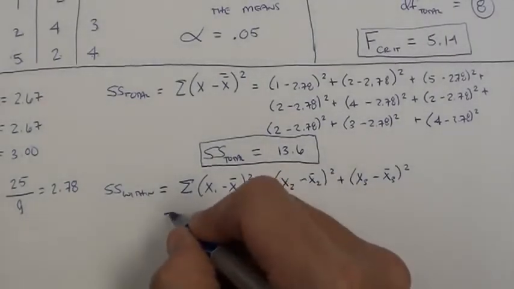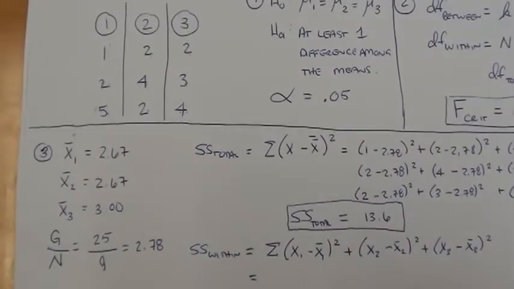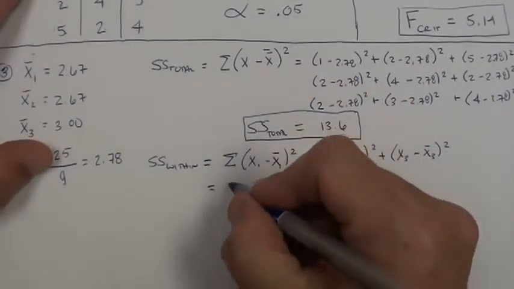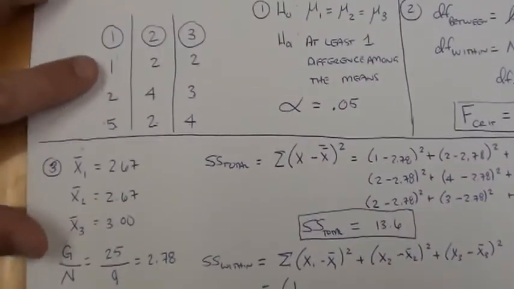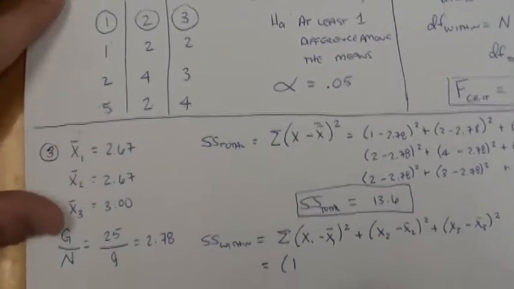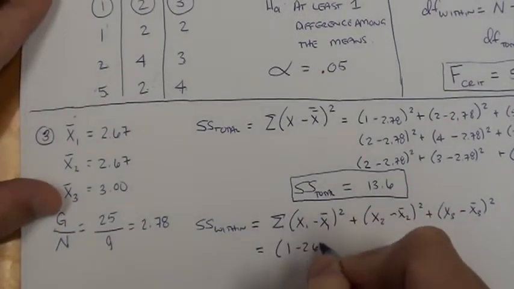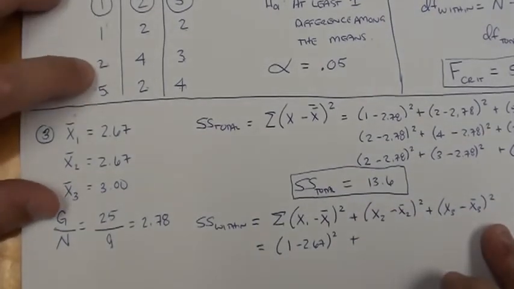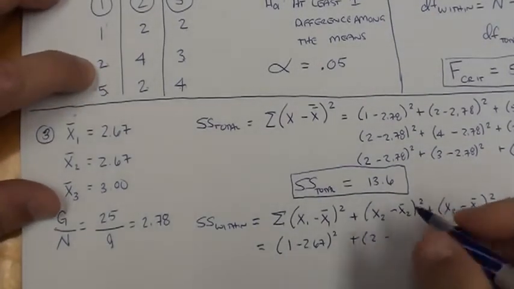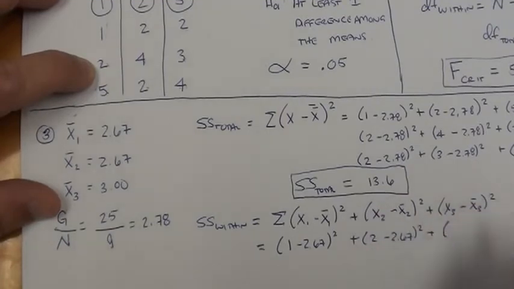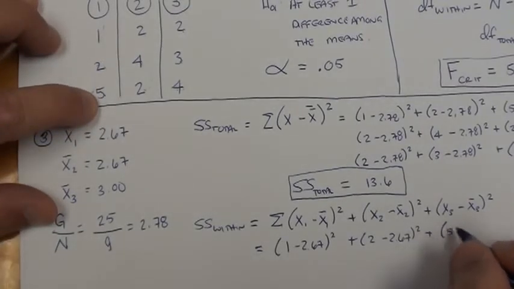So what this will look like, we're going to start off here. 1 is our first number in condition 1, subtract the mean for condition 1, which is 2.67, and square it. And then you're going to add 2 minus the mean, 2.67 squared, and then 5 minus 2.67 squared.